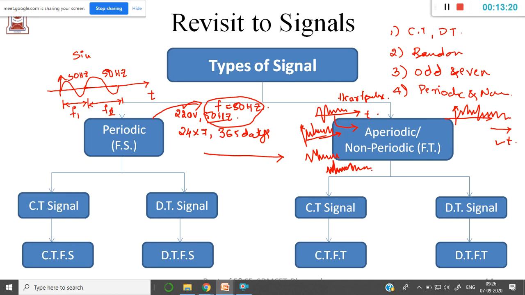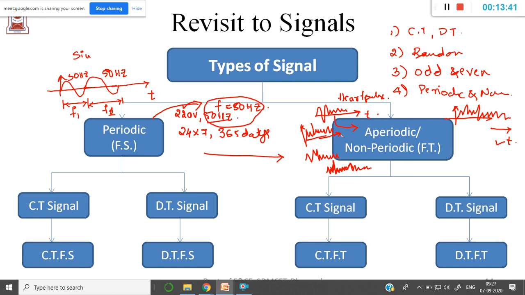It is not constant. I cannot say that the frequency of my voice signal is 20 hertz, or 40 hertz, and so on. It may vary as time varies. This is the best example. Heart pulse, your voice signal and speech signal, all these are the best examples for a signal that is not constant.